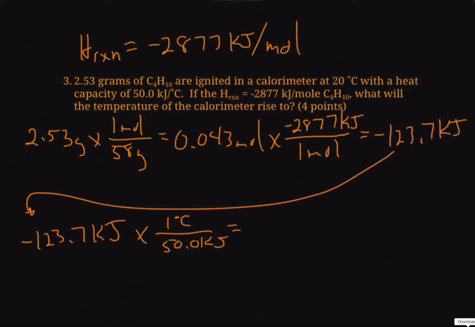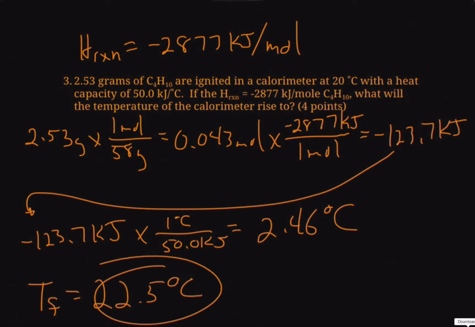So 123.7 divided by 50 gives us 2.46 degrees Celsius. So if the initial temperature was 20, then the final temperature would be 22.5 degrees Celsius if we round for significant figures.